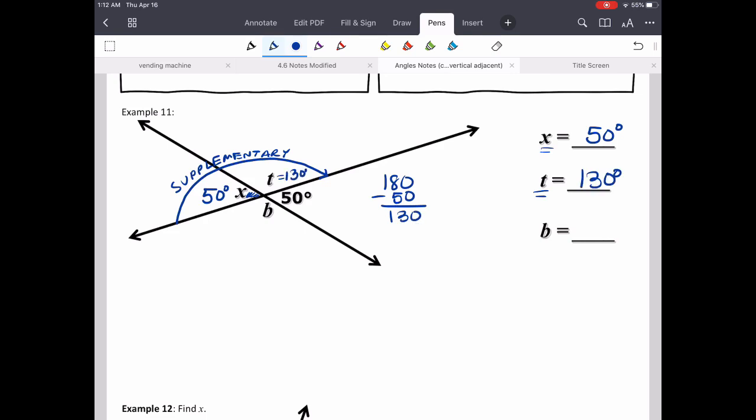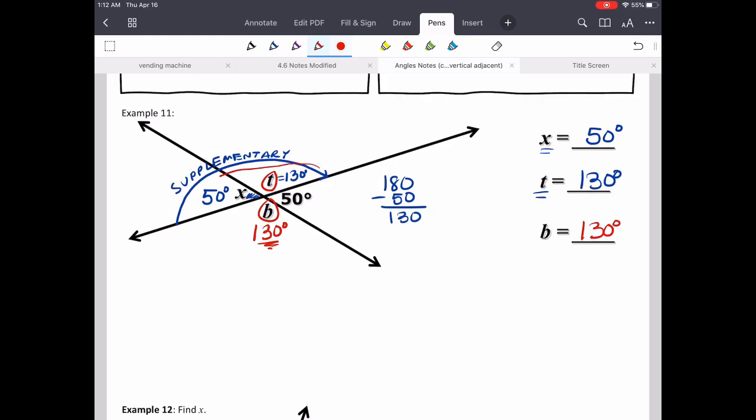So T is 130. Everything dominoes from one angle to another. If T is 130, well, so is B, because those are vertical angles, relationship-wise to each other. So that's 130. Sometimes people notice that all four of those angles add up to 360, and a circle has 360 degrees.